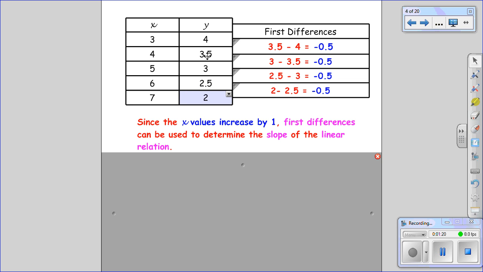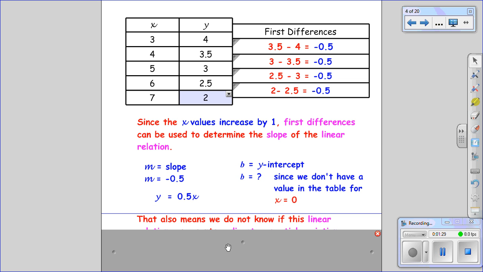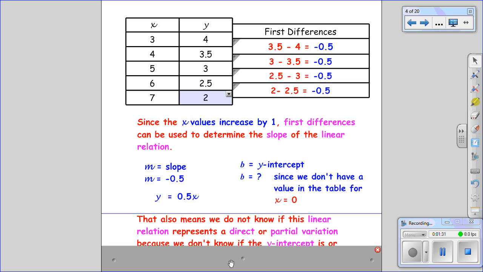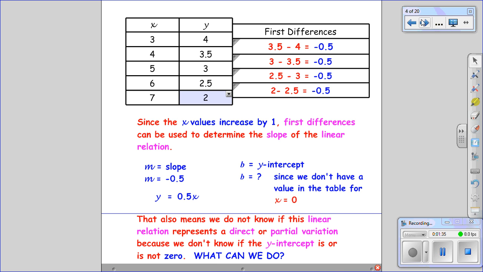Well, the y-intercept isn't in the table. We need to have an x value of 0 in the table in order to find the y-intercept. So what could we do? We don't actually know if this is a direct or a partial variation at this point in time. Because again, we don't know the y-intercept, and that's our criteria for deciding if something that's linear is direct or partial.